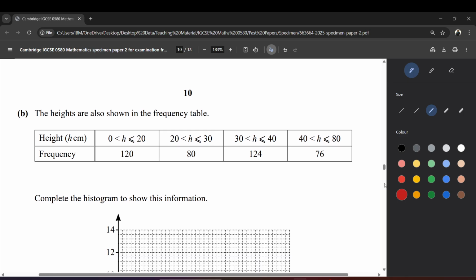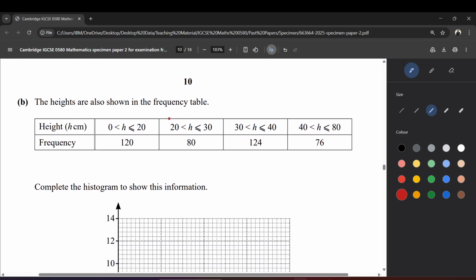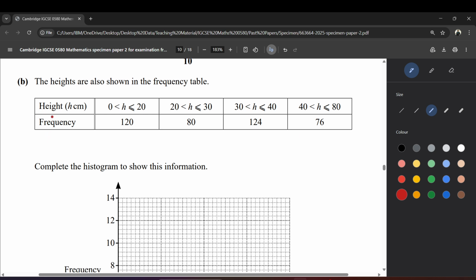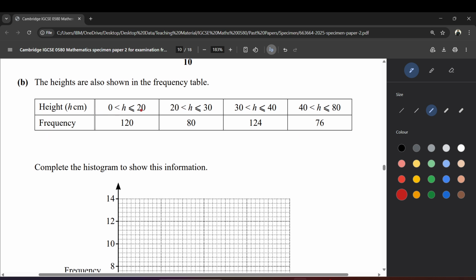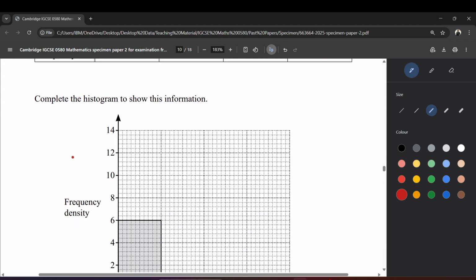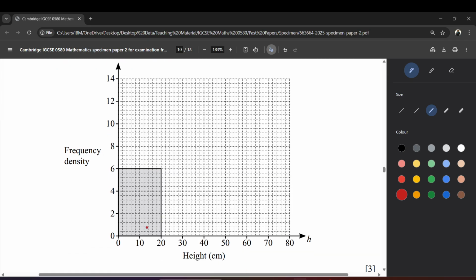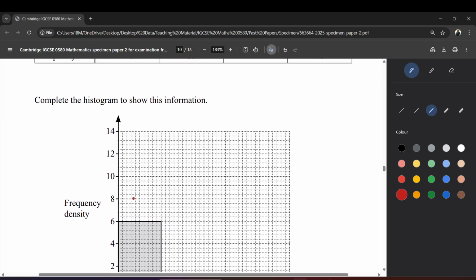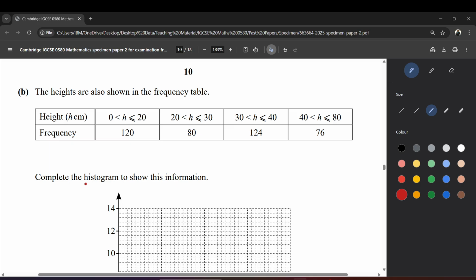Okay, the next part is the heights are also shown in the frequency table. So we have height and they've been given in class intervals. Then we have frequencies. Complete the histogram to show this information. The first bar has already been drawn for you. Now when it comes to histograms, we need to find a third variable as well, which is the frequency density.